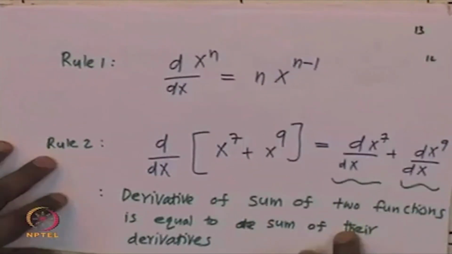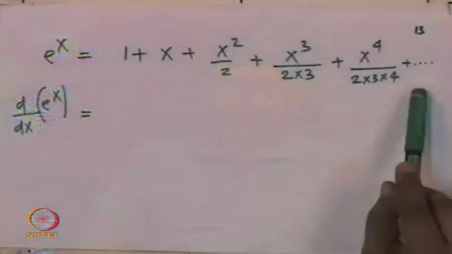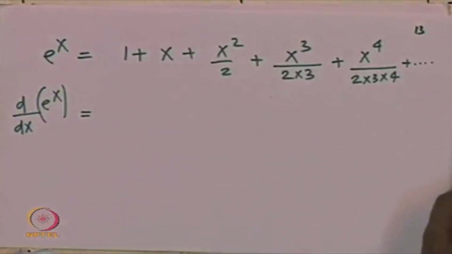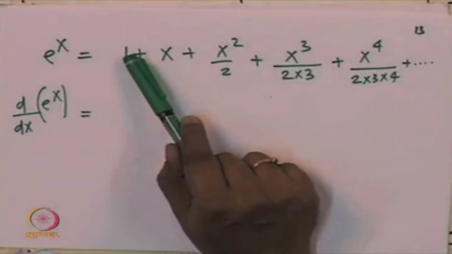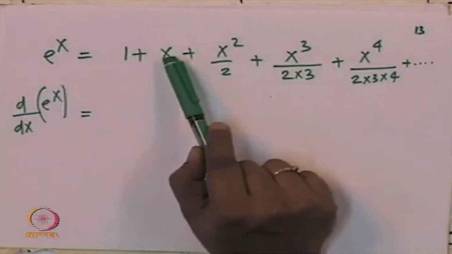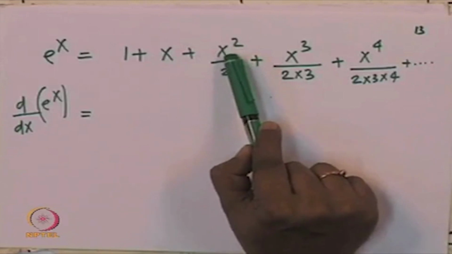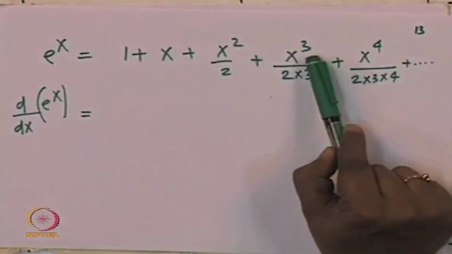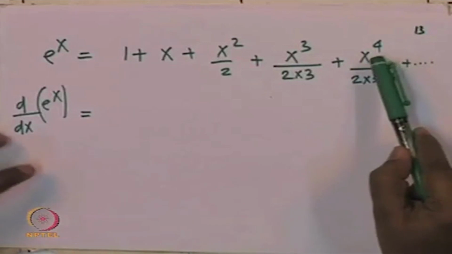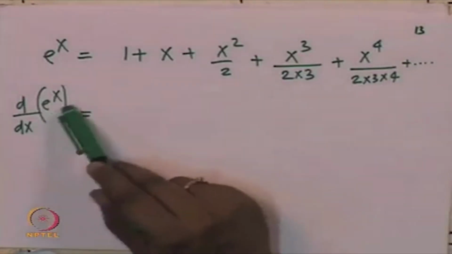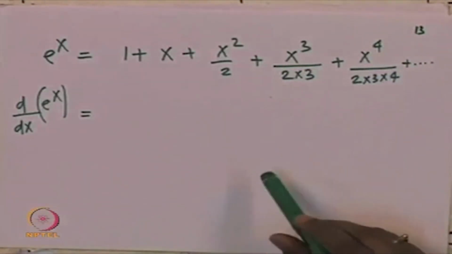So, if you want to find the derivative of this sum, what we should do is find the derivatives of each of them and sum them. Simple. We know the derivative of 1, we know the derivative of x, we can find the derivative of x square, x cube, x power 4, and so on and so forth, and we can sum them and we will get the derivative of e power x. So, let us try and do this.